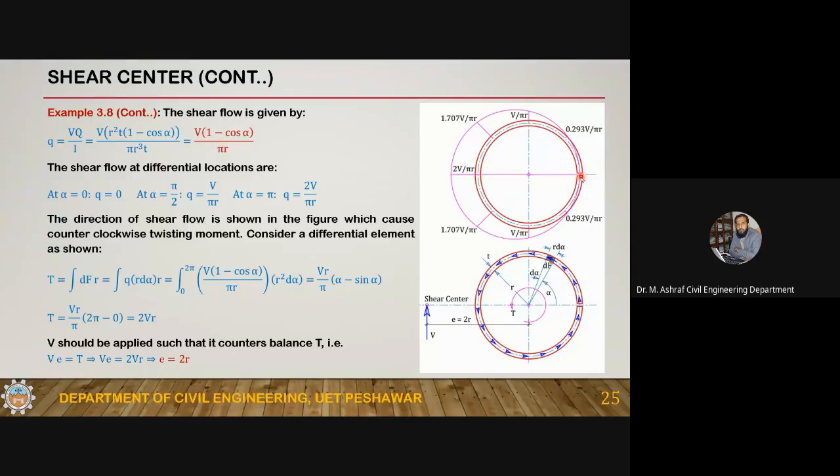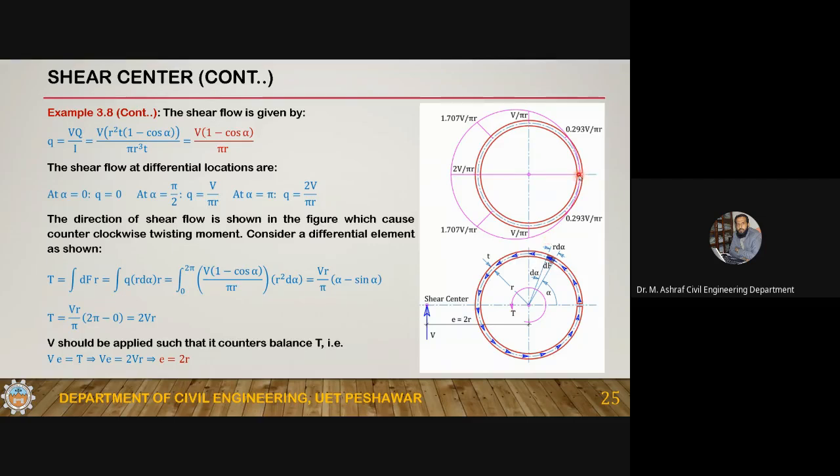Alpha is an angle starting from the split. Okay, now this alpha is the angle starting from the split. At alpha equal to 0, Q is equal to 0. This pink color is the variation diagram for the shear flow.